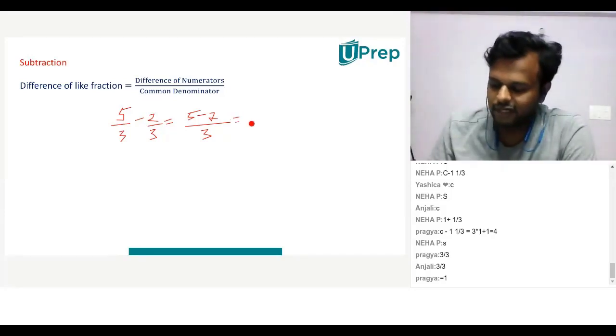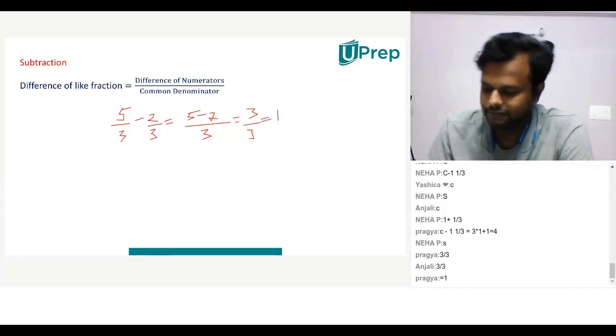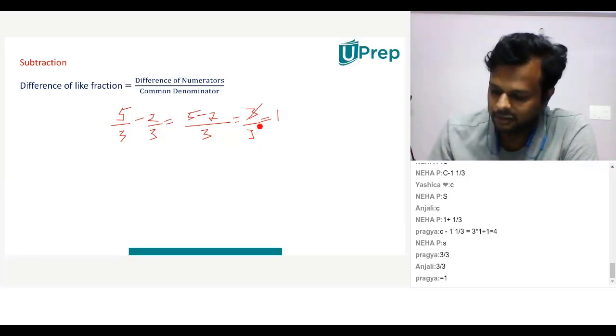So children, whenever we have a common denominator, we write only one denominator and we write it this way. So the answer is 3 by 3. 3 by 3 is 1, children, because these both will get cancelled.